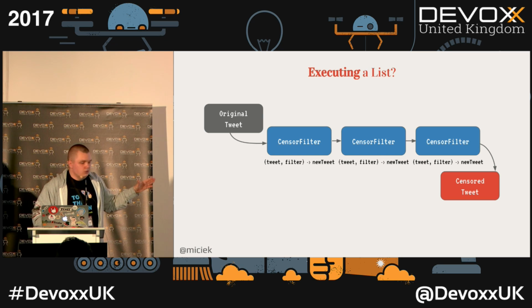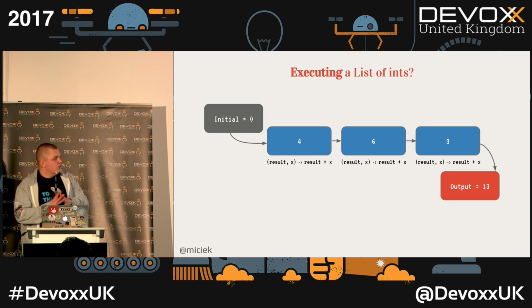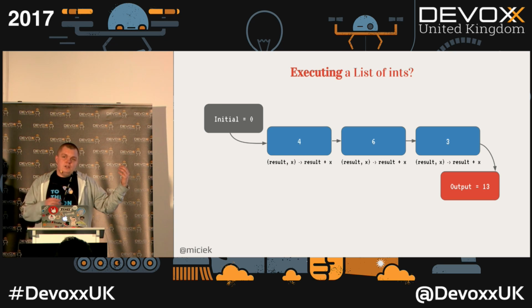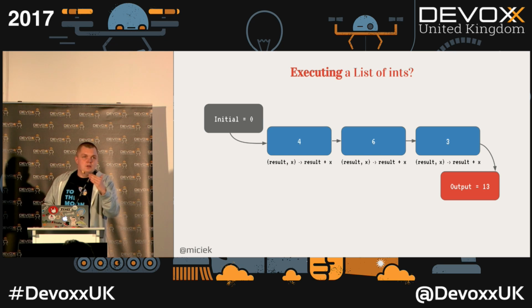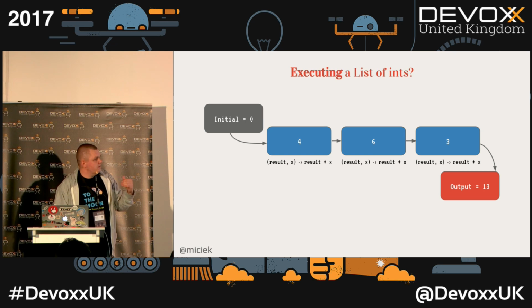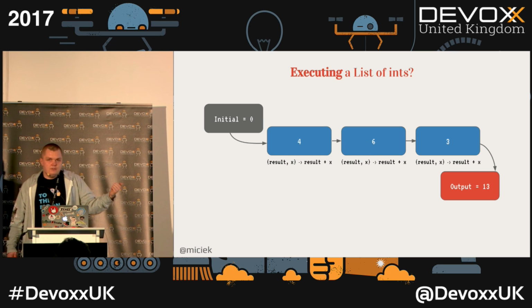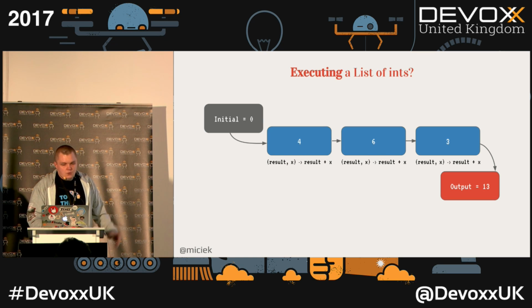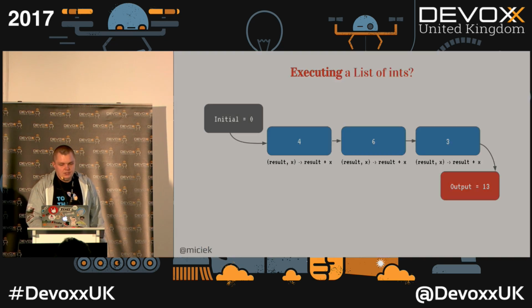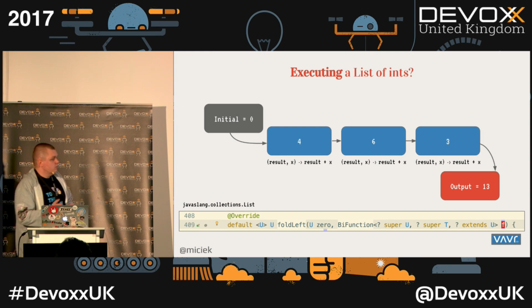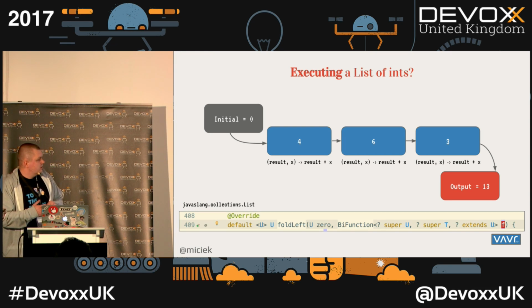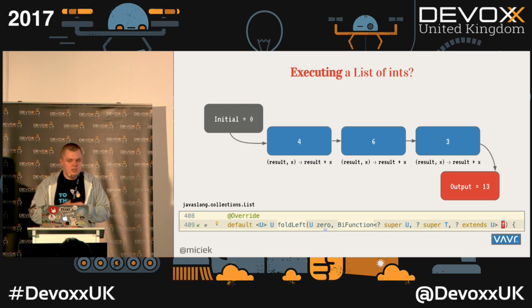So this is called folding. And to give you some perspective, let's do it for ints. We have a list of 3 ints, 4, 6, and 3, and the initial value is 0, and we just run the 0 through the list, folding it with a function that sums the current result with the element called x. And what we get, we are folding the whole list into the final number 13. We can do that in Vavr using the foldLeft function. Vavr's collections list has a foldLeft function, and it takes 2 parameters. The first one is the initial value.